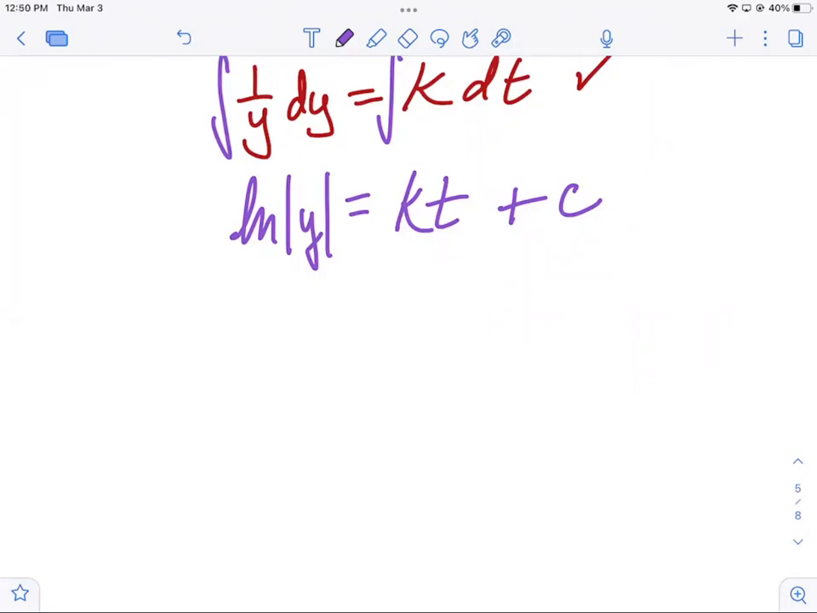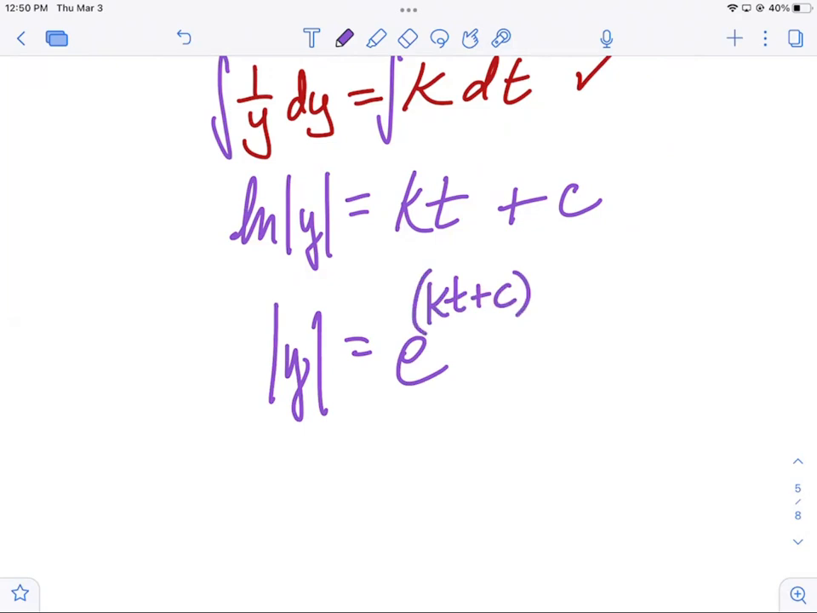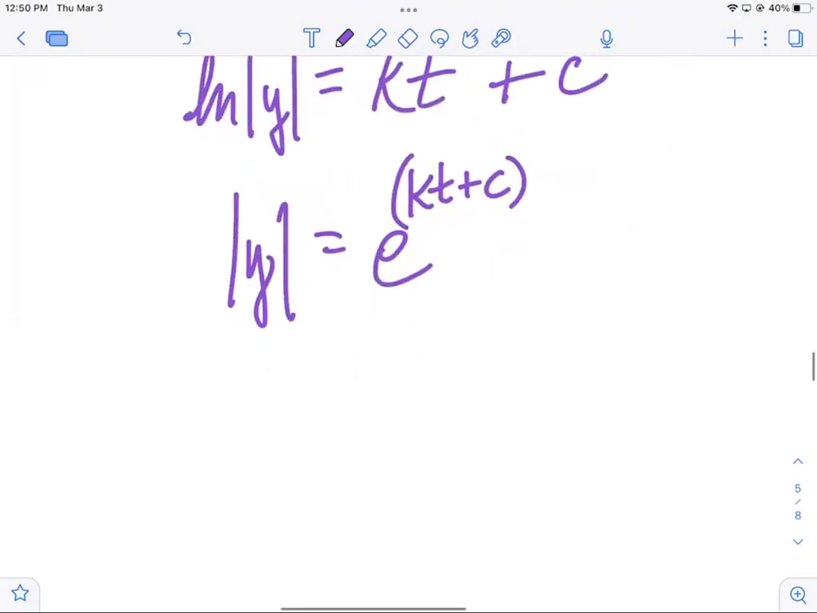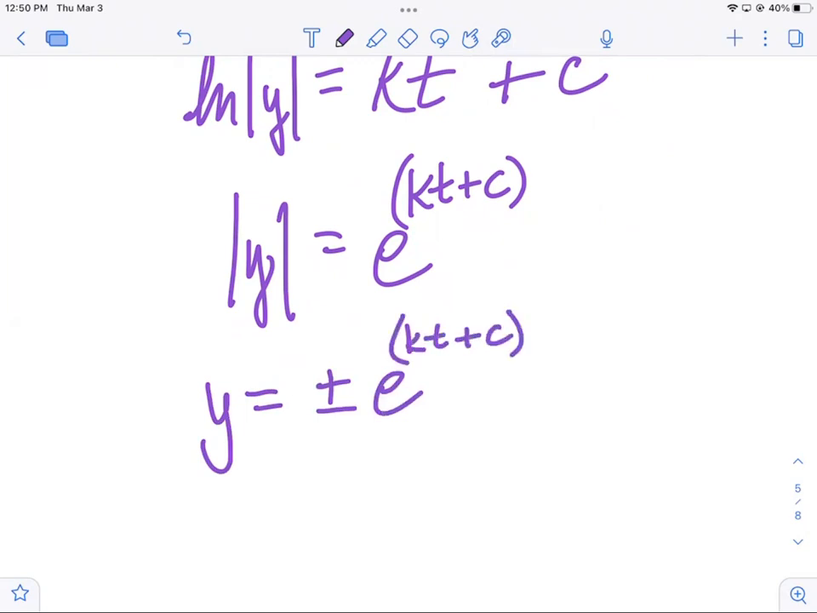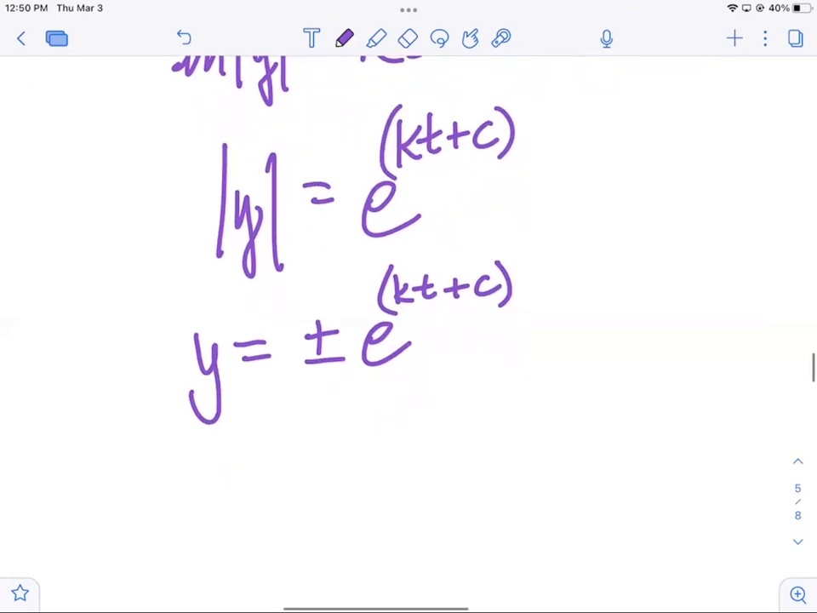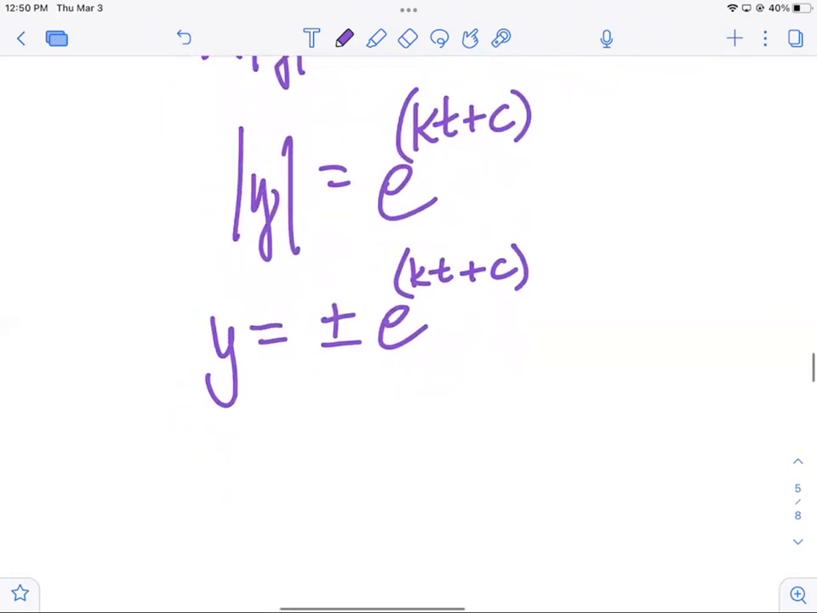On the left, e to the natural log of blob is the blob. Now the absolute value is still there. And we get e to the kt plus c. Notice the c is now in the exponent. Now I can't drop the absolute value unless I put a plus or minus in the front. So I could say y equals plus or minus e to the kt plus c. And that would be acceptable for a general solution. But you're going to have to then commit to whether it's plus or minus. And it's just not the version that we want. So I don't want to keep this as my general solution.